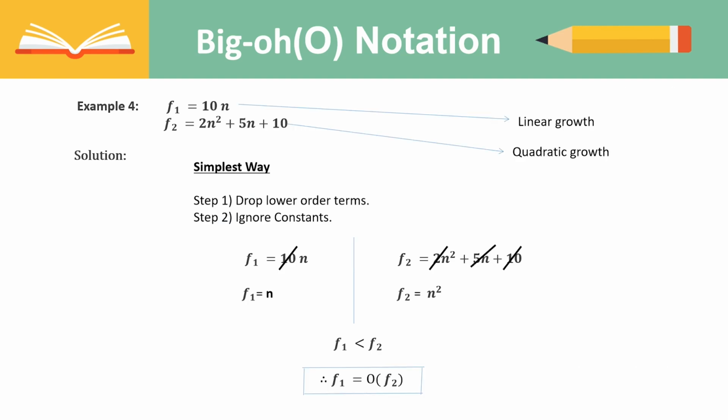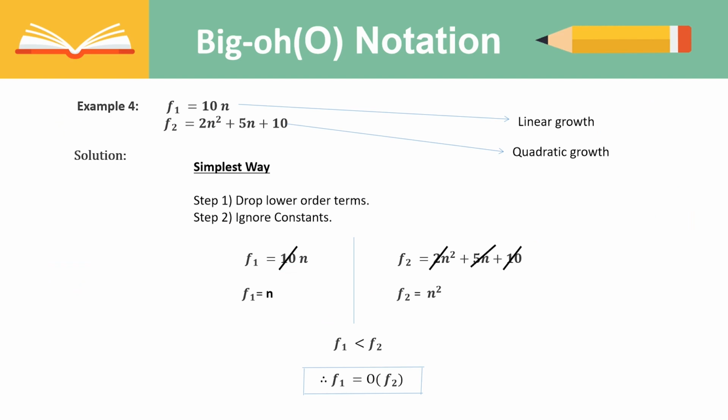Example 4. There are two functions f1 and f2. f1 is equal to 10n and f2 is equal to 2n square plus 5n plus 10. By the experience of previous examples, you can easily guess f1 shows linear growth and f2 will show quadratic growth. From here onwards, you don't always need to make a growth chart of functions. Now we are going to apply a shortcut method.